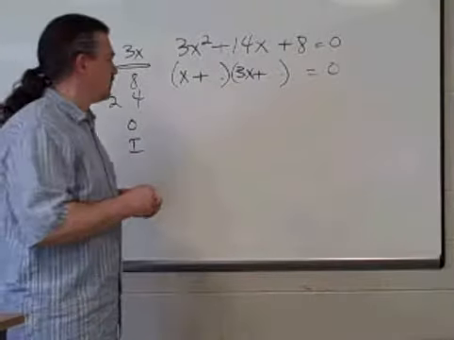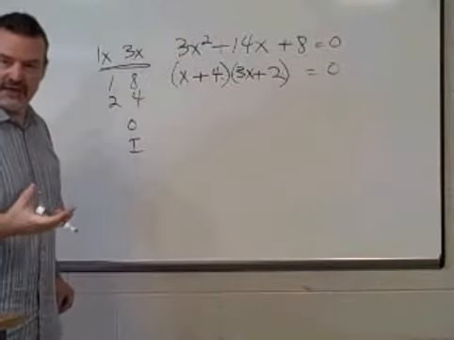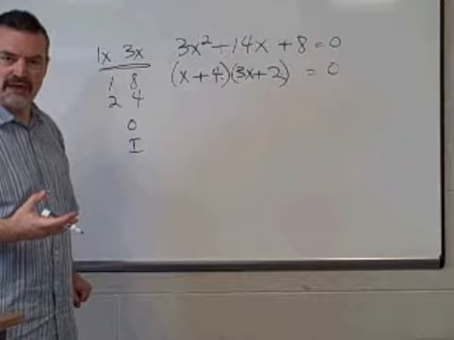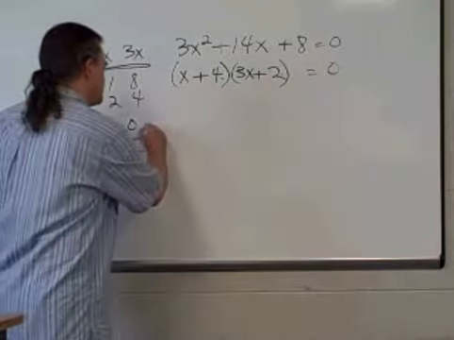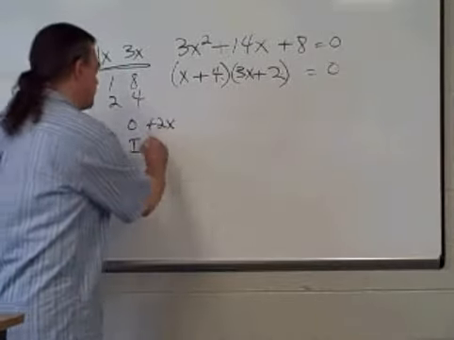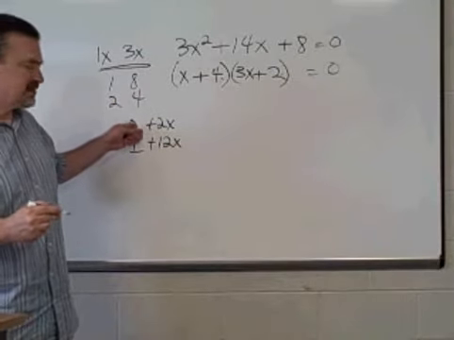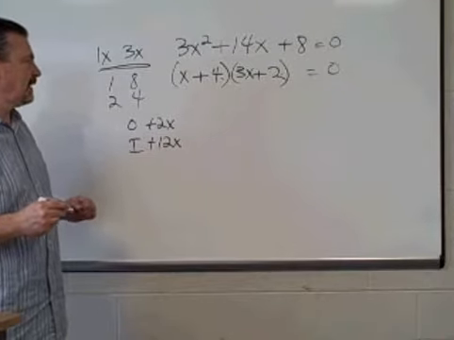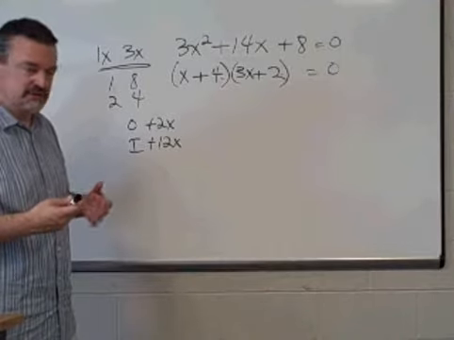We need to change and try again with our factoring. So let's simply interchange the 2 and the 4. Now try the O and the I of FOIL and see what that produces. The O of FOIL now produces plus 2x. And the I of FOIL now produces plus 12x. And we've found the correct factorization because these two terms combine to plus 14x. Now we're ready to perform our analysis to find the solutions.